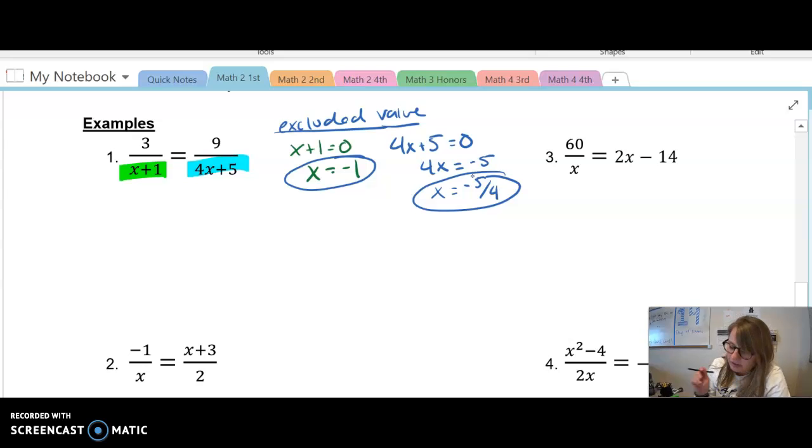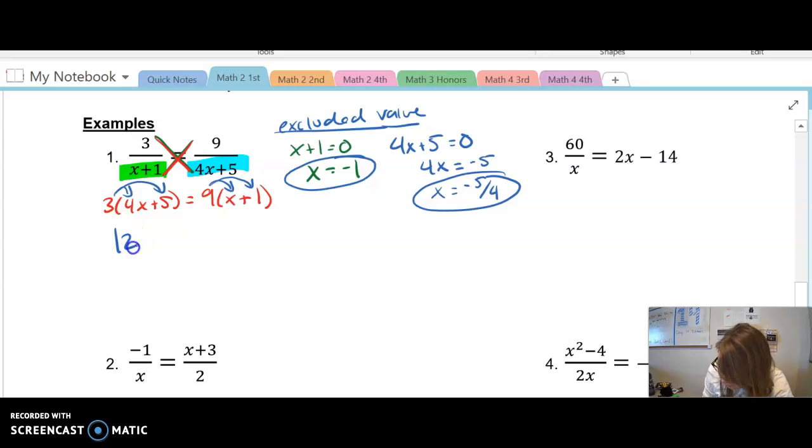Okay, so now let's go ahead and solve for x. First things first, I'm going to cross multiply. So we have 3 times 4x plus 5 equals 9 times x plus 1. My second step is to distribute. I'm going to distribute the 3 and distribute the 9, so I have 12x plus 15 equals 9x plus 9. Now we go ahead and solve. We don't have to do the a, b, and c because we don't have a quadratic, so we just solve how we would solve any normal algebraic problem.